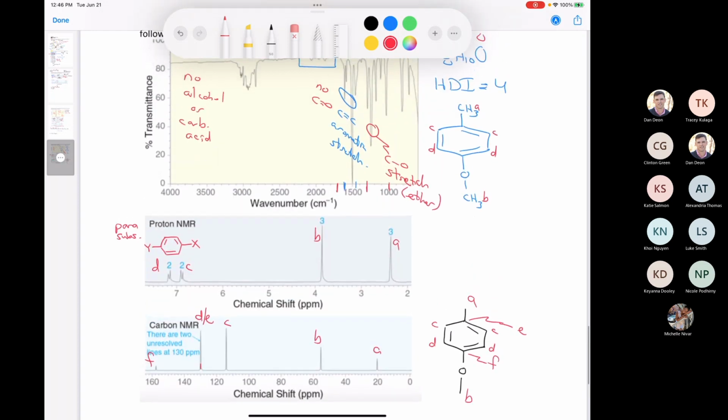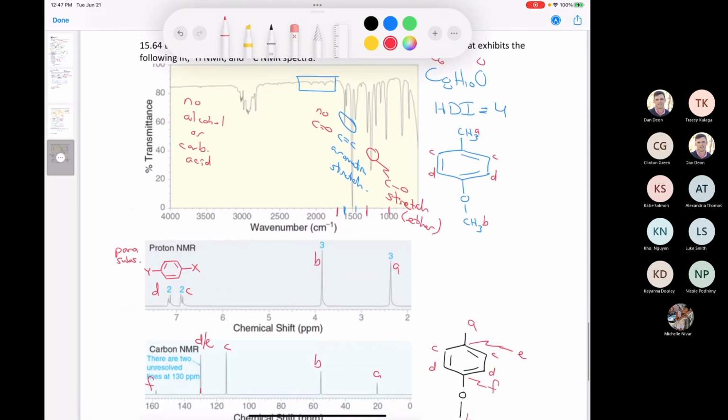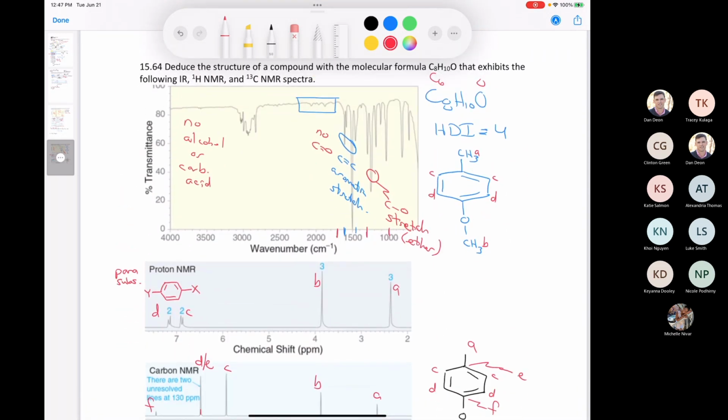We were able to determine the structure of the molecule, and we were able to annotate the carbon spectrum, the proton NMR spectrum, and the infrared spectrum. So that covers all the practice problems that we had in there.